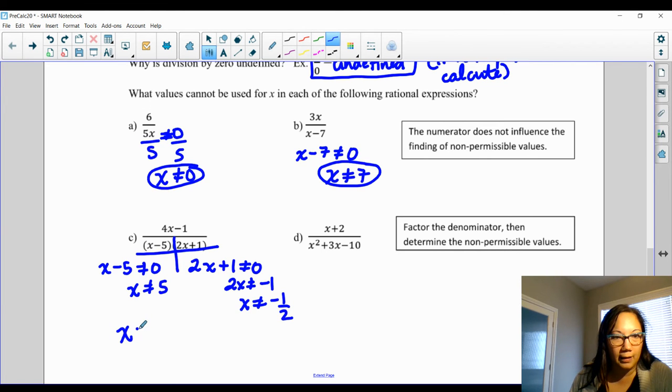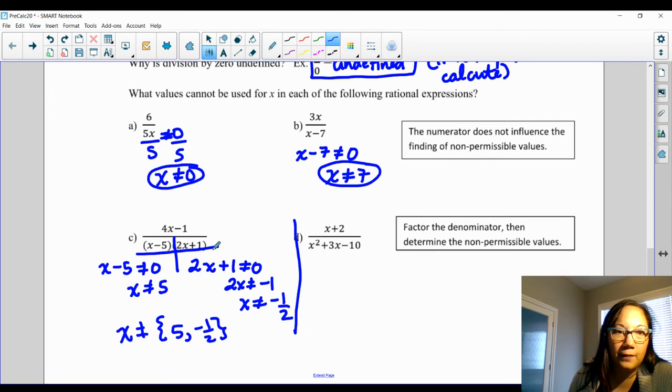And so I'm going to write that kind of like in my set notation, except to make sure that I'm saying that they can't equal 5 or negative 1/2. Okay, let's take a look at D. D looks very similar to C, where we have a more complicated denominator, except this one hasn't been factored yet. So we're going to make it look like question C by factoring it. So thinking of 2 numbers that multiply to make negative 10, but add up to make positive 3. And those 2 numbers would be positive 5 and negative 2.